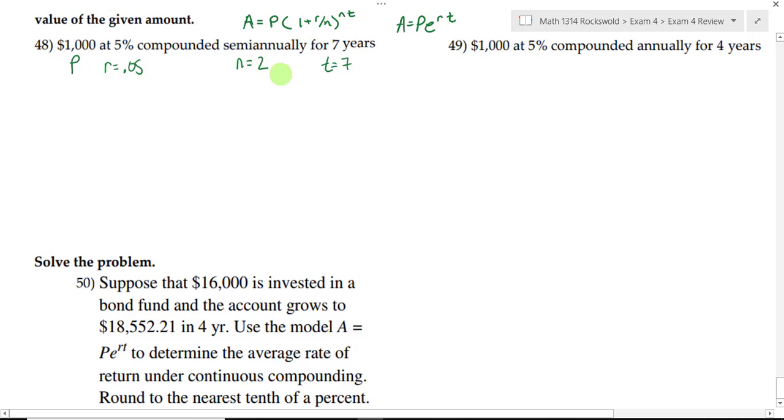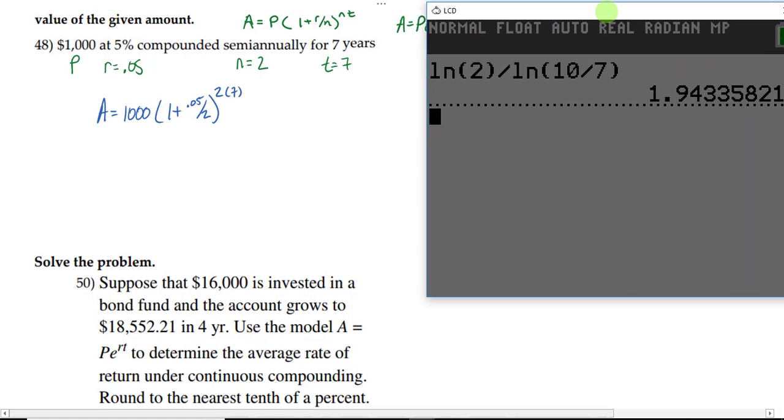So we just drop these numbers into this formula and we get A is equal to 1,000 times (1 plus 0.05 divided by 2) raised to the 2 times 7. What you don't want to do is use parentheses for multiplication on your calculators. It tends to cause careless mistakes.